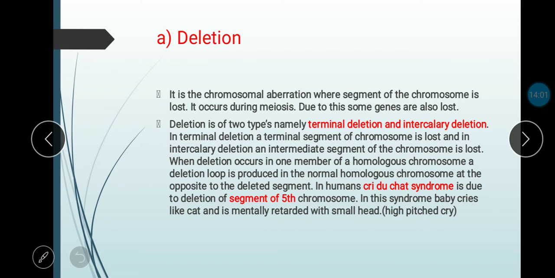In humans, Cri-du-chat syndrome is due to this type of deletion. It occurs in the 5th chromosome. In this syndrome, the baby cries like a cat and is mentally retarded with a small head. Such a baby has a high-pitched voice or cry.